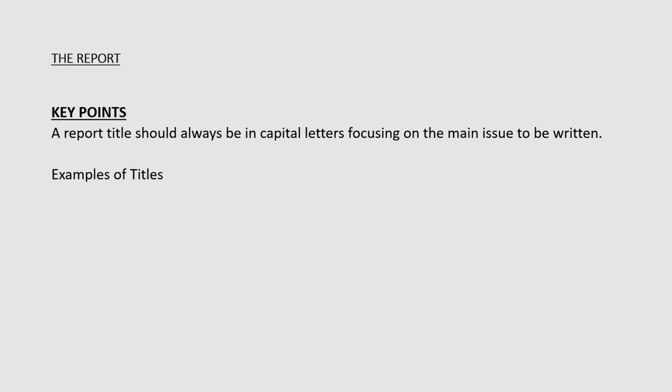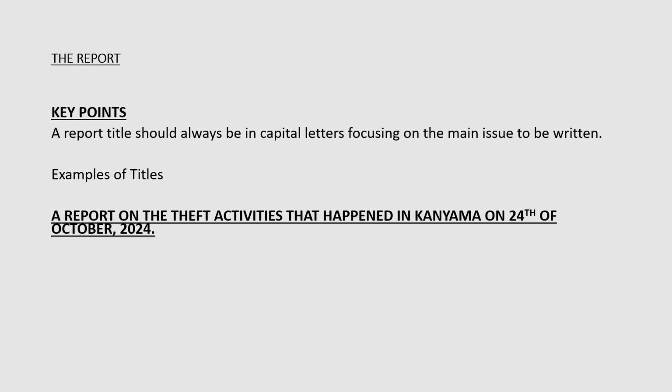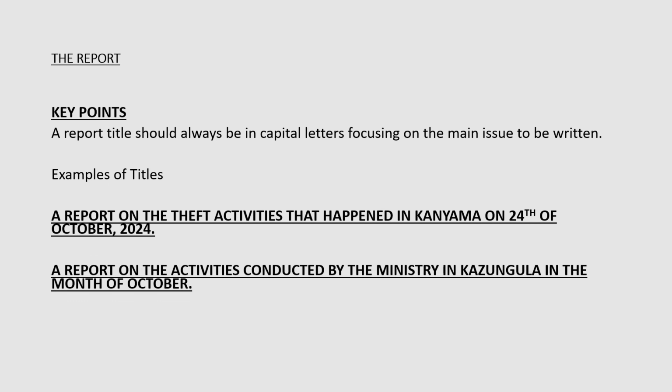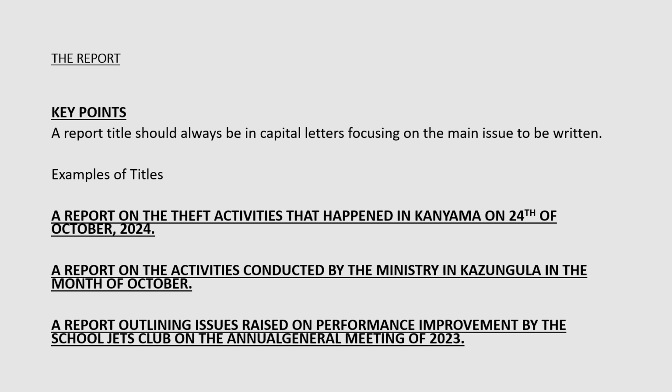So here are examples of titles. We can have this title: a report on the theft activities that happened in Kanyama on 24th of October 2024. Another example: a report on the activities conducted by the ministry in Kazungula in the month of October. Last example: a report outlining issues raised on performance improvement by the School Jets Club on the annual general meeting of 2023. So this is how the heading of a report should be.